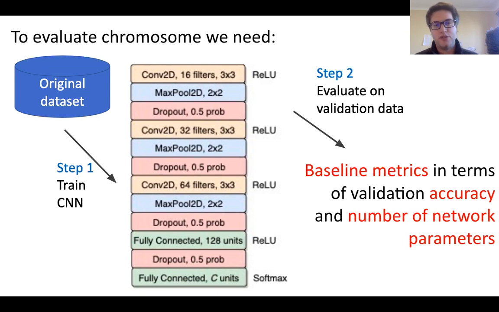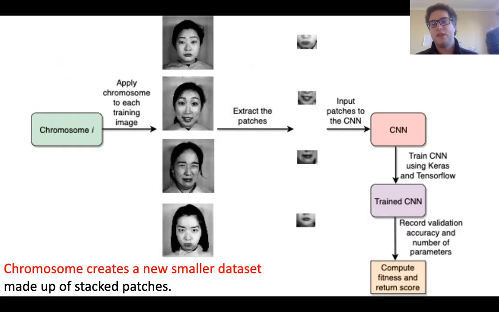So we have our data set for which we would do all sorts of pre-processing, and we would try and optimize the best CNN to that data set, and we'll train it on that data set, and then evaluate the performance on some validation data. And that essentially gives us some baseline metrics in terms of the validation accuracy and the number of trainable parameters in that network. Now that we have those baseline metrics, we can now evaluate the chromosome.